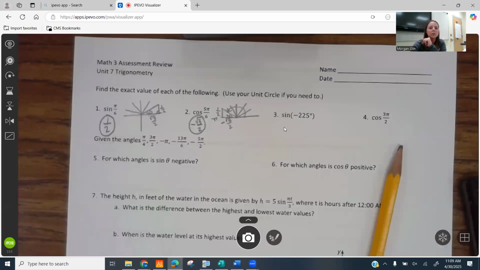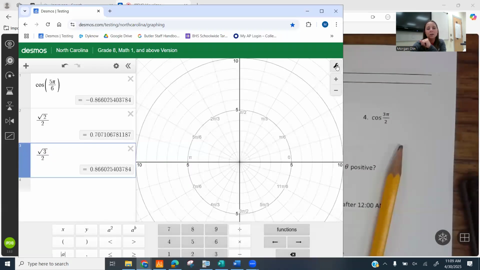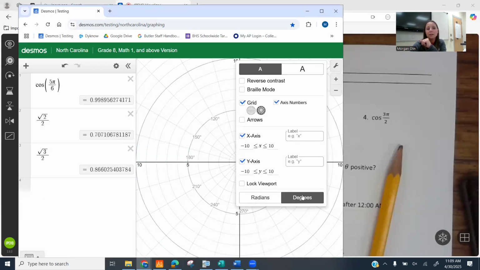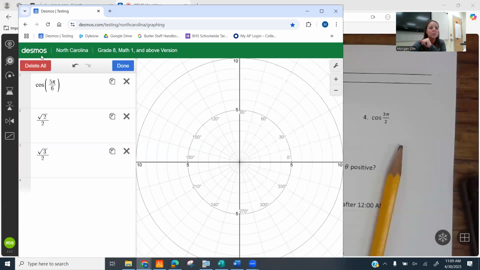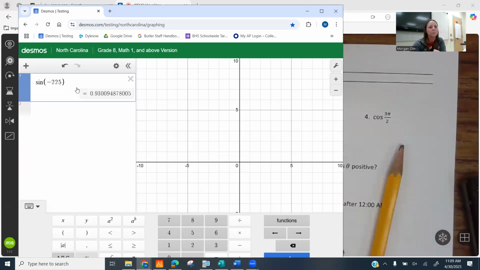All right, let's look at number 3. Now, if you notice, these two were in radians. This is in degrees. So if you are trying to use your calculator, you have to make sure that you put it in degrees. Otherwise, you're going to get an incorrect answer. So this is the sine of negative 225 degrees. You don't have to put the degree symbol.